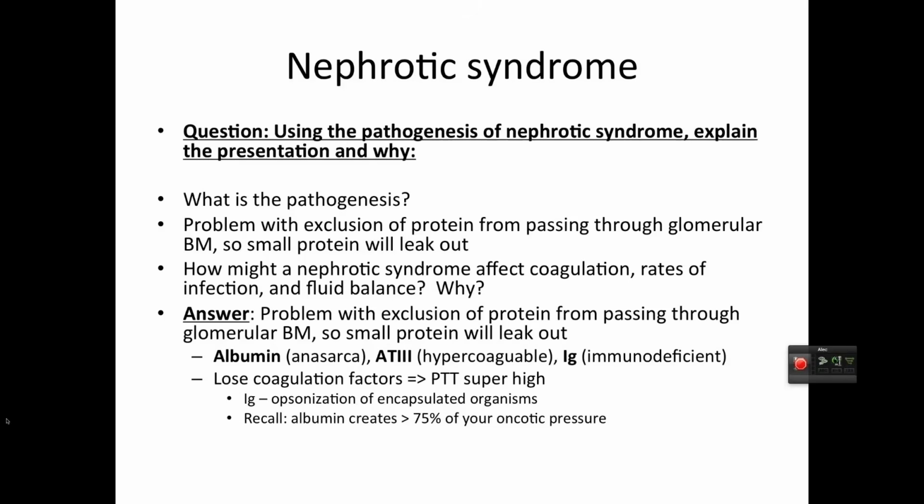So you lose albumin, so you get anasarca. Anasarca is just total body edema. You lose antithrombin 3, so it's odd, but you're actually hypercoagulable, even though you lose coagulation factors and your PTT is very high. This is weird, but these are things that you can use to identify nephrotic syndrome, or things that they may ask you on your test. And you also lose immunoglobulin, so you're immunodeficient. But the picture I want you to have for nephrotic syndrome is you're just losing protein. It's an exclusion problem. You can't exclude proteins from your urine.